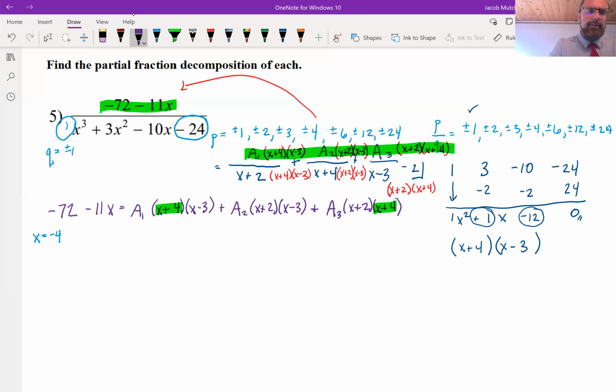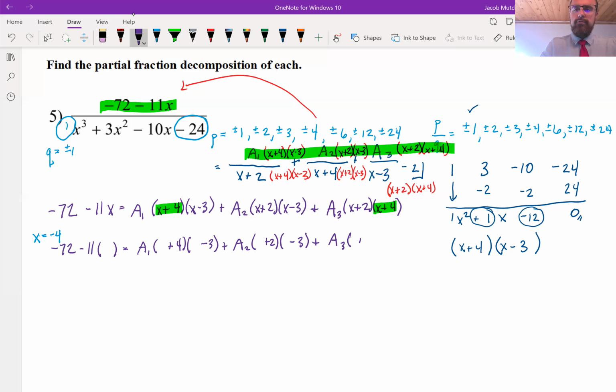So let's write it with negative 4 substituted in. So we got negative 72 minus 11. I'll leave a gap there. We'll put the negative 4 equals A sub 1. I'll leave a gap in all these places where we got x plus A sub 2. And then plus A sub 3. And we're ready to substitute in our negative 4 for x.